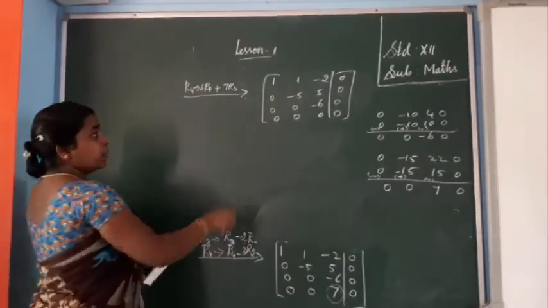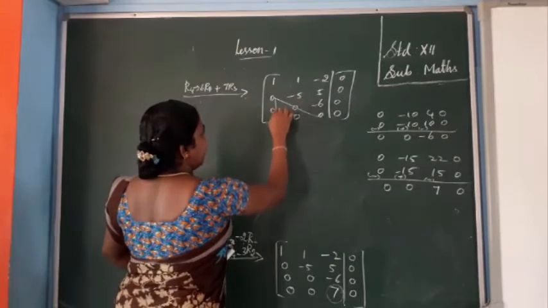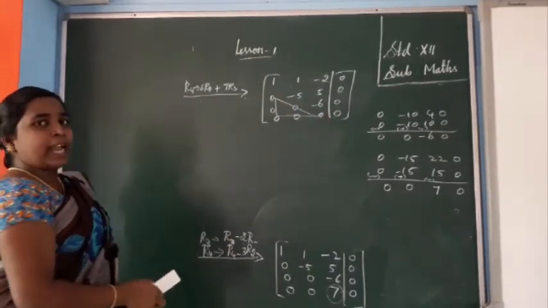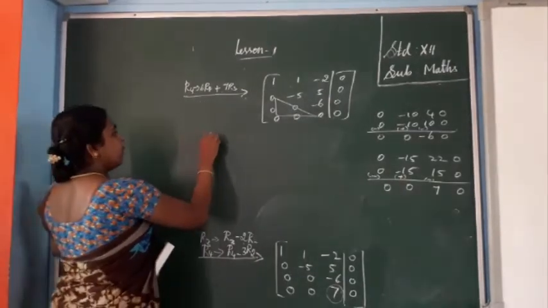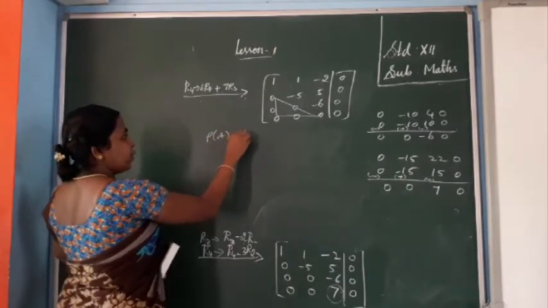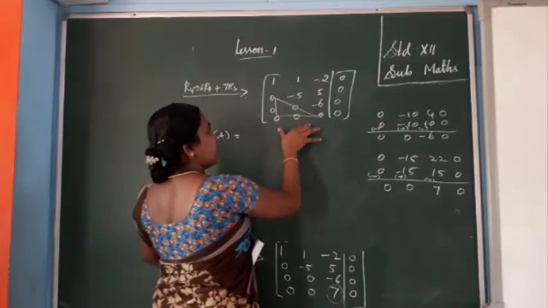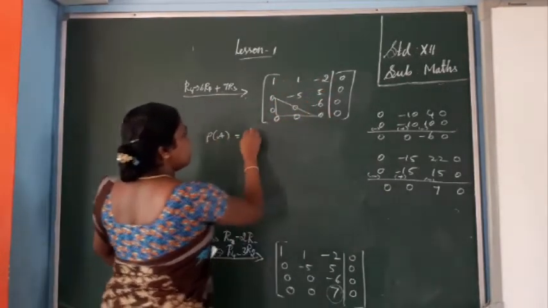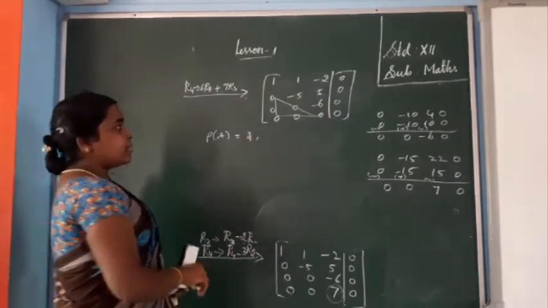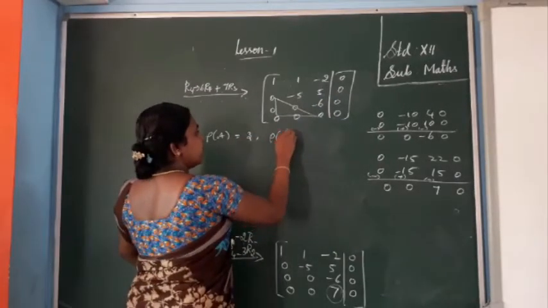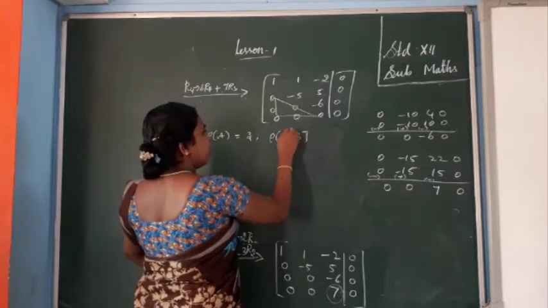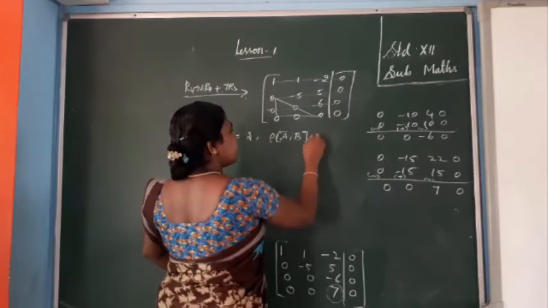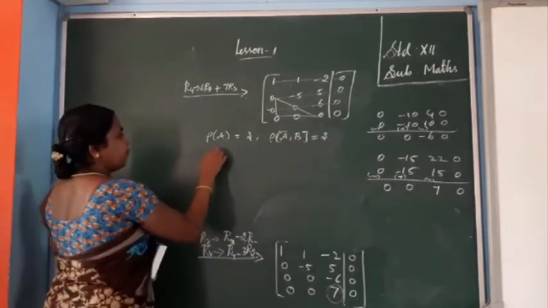Now it is in echelon form. After getting echelon form, we want to write the rank of A and rank of AB. So rank of A equal to the number of non-zero rows of A. You have to see the first 3 columns. Here the number of non-zero rows: 1, 2, 3. Isn't it? So equal to 3. Next you see rank of AB. How many rows are non-zero? First row, second row, third row. Here also 3.